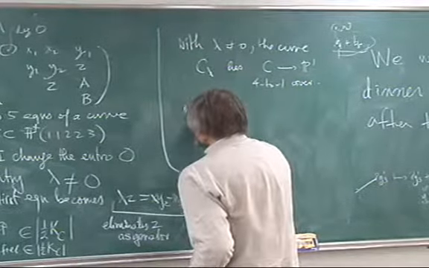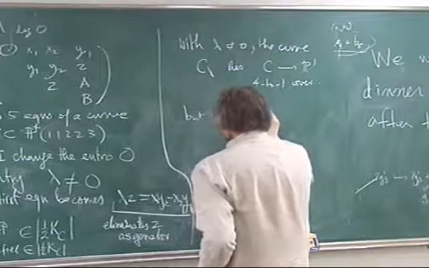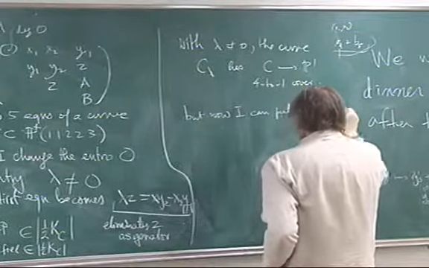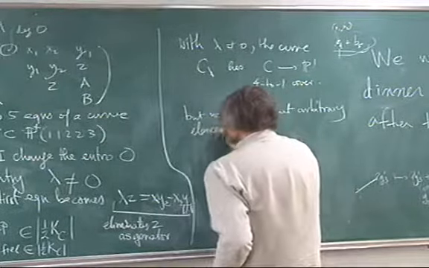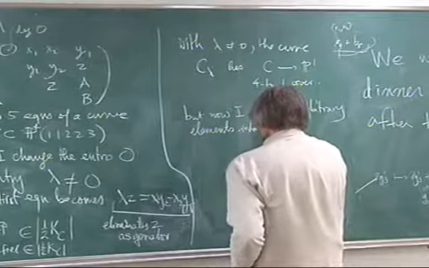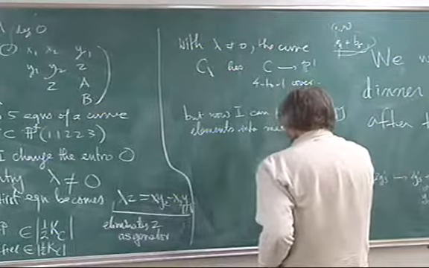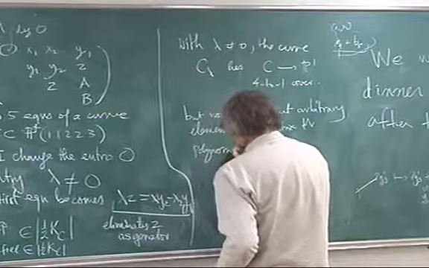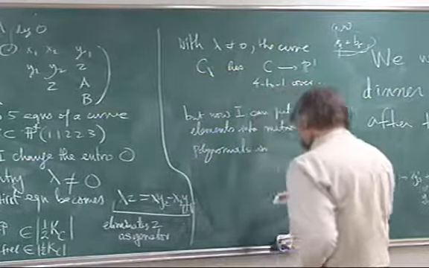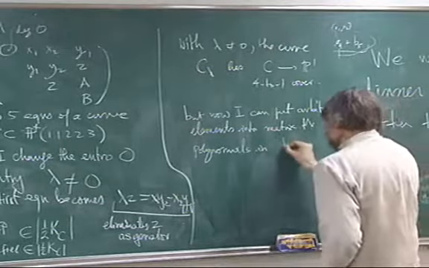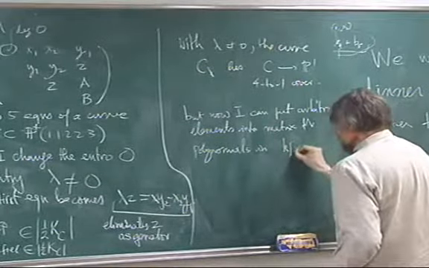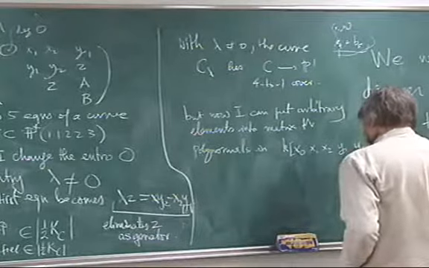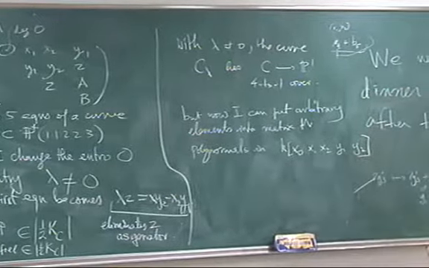But now I can put in arbitrary elements into the matrix M. In particular, I can put in polynomials in K of now not x1, x2, but x naught, x1, x2, y1, y2. That's it.